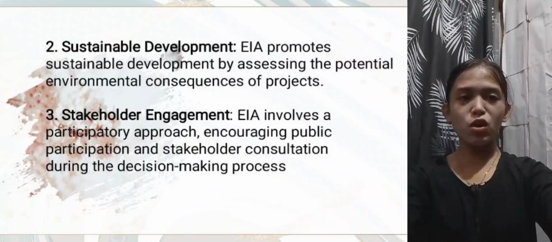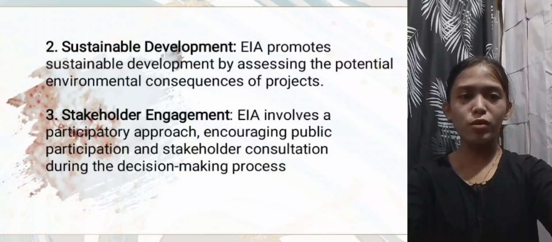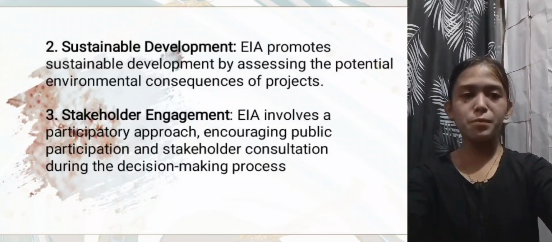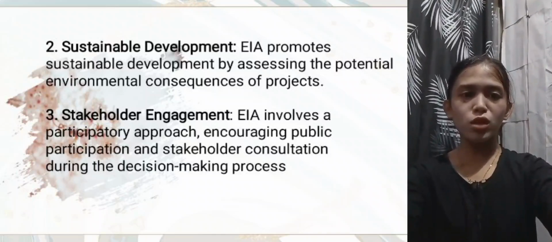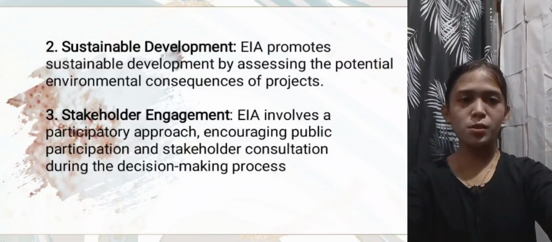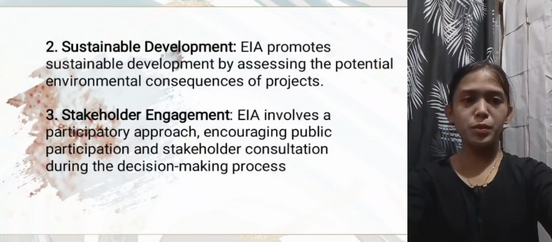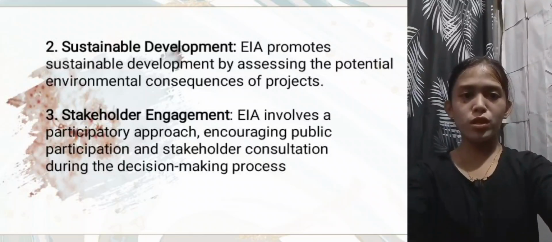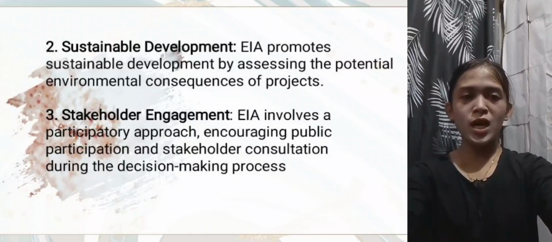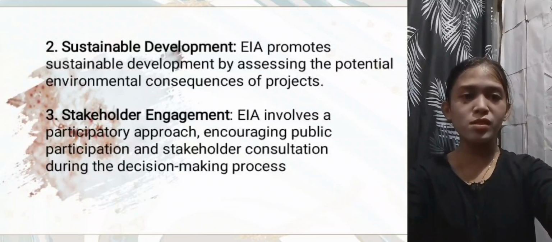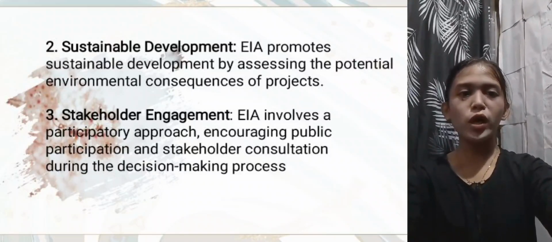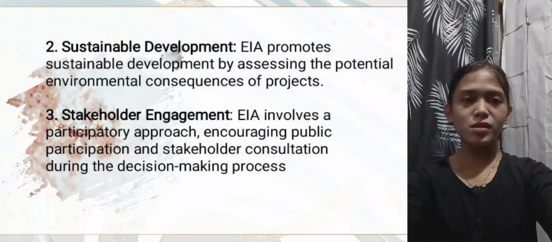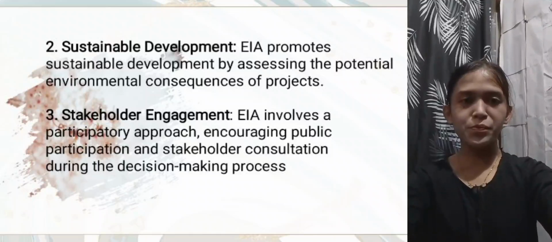And number 3, stakeholder engagement. EIA involves a participatory approach, encouraging public participation and stakeholder consultation during the decision-making process. This means to let people share their opinions. EIA allows the community and experts to share their ideas and concerns about the project. It allows affected communities, experts, and interested parties to express their concerns, opinions, and suggestions, thereby enhancing transparency and accountability.